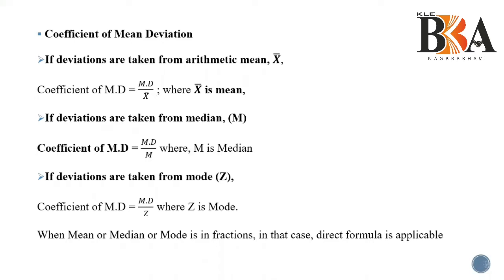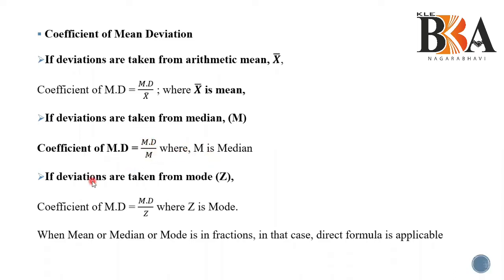Now, what is the coefficient of mean deviation and what are the steps to calculate it? If the deviations are taken from the arithmetic mean, the coefficient of mean deviation will be the mean deviation divided by x bar, where x bar is the mean. If the deviations are taken from the median, then the coefficient of mean deviation will be the mean deviation divided by M, where M is the median.